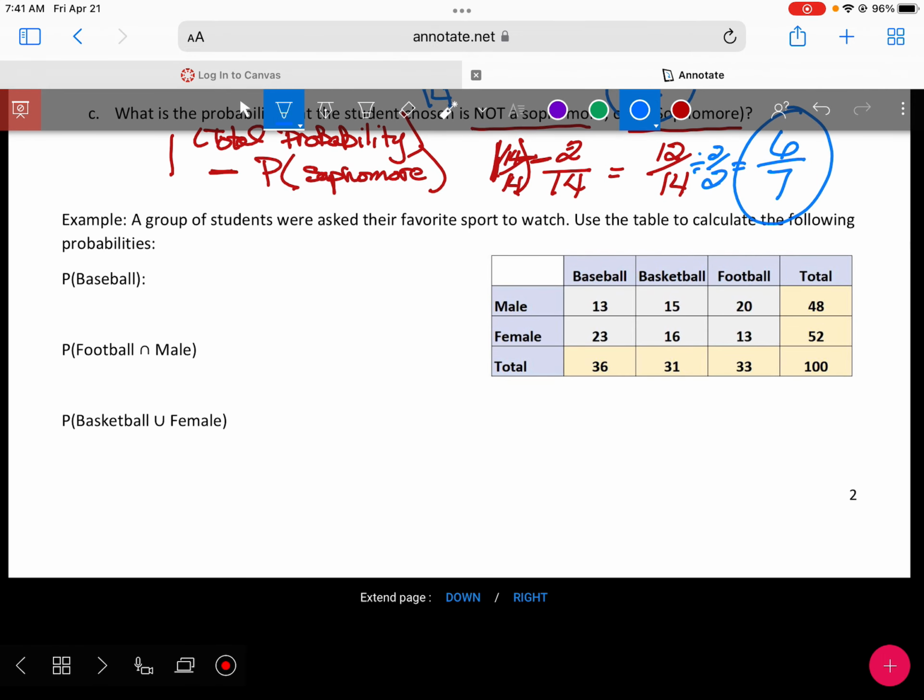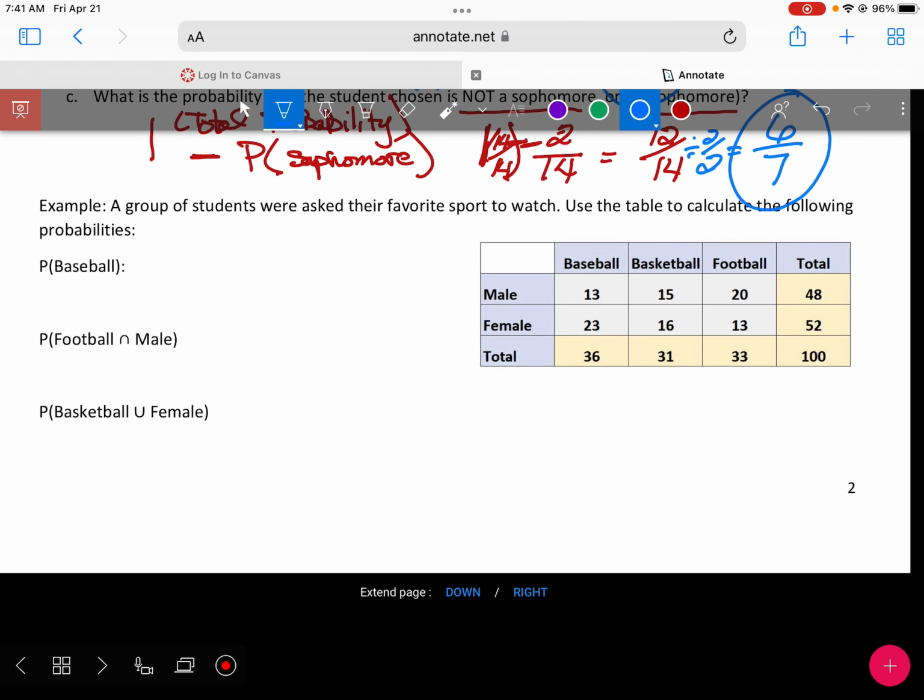All right, now let's take a look at the table at the bottom. This is the kind of table you're going to see a lot of times when it comes to probabilities. It says a group of students were asked their favorite sport to watch. Use the table to calculate the following probabilities. They picked 3 different sports that people like to watch the most: baseball, basketball, football. And then we have a total over here at the end.